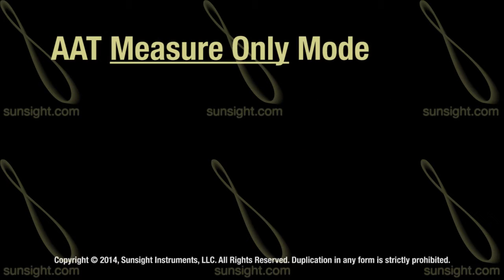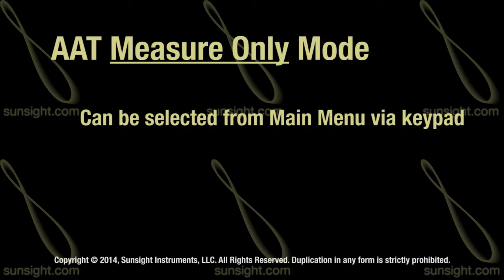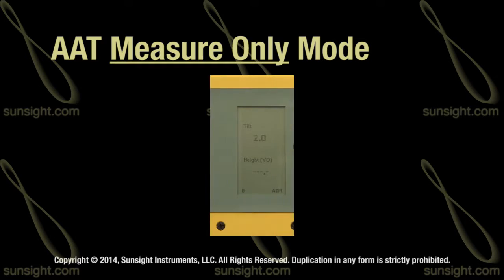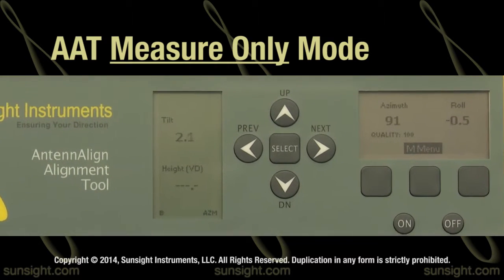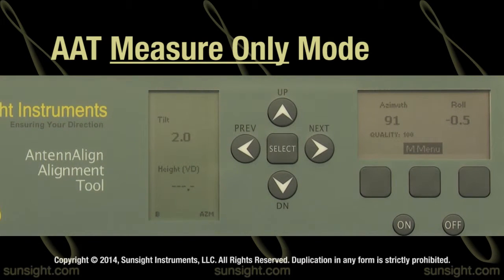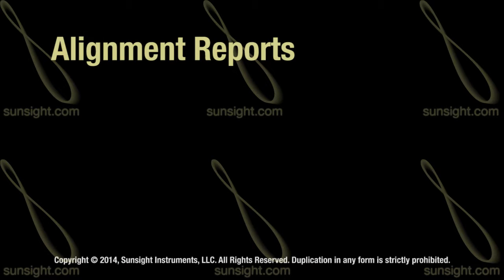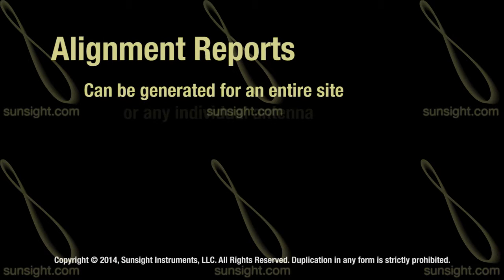An AAT feature that is sometimes useful is the measurement mode, which can be selected from the main menu on the AAT using the keypad. This is the simplest use of the AAT and allows a user to view measurement data by pushing a couple of buttons. This feature shows the measurements to be used. Depending on your customer's requirements, this may be all the functionality you will need.